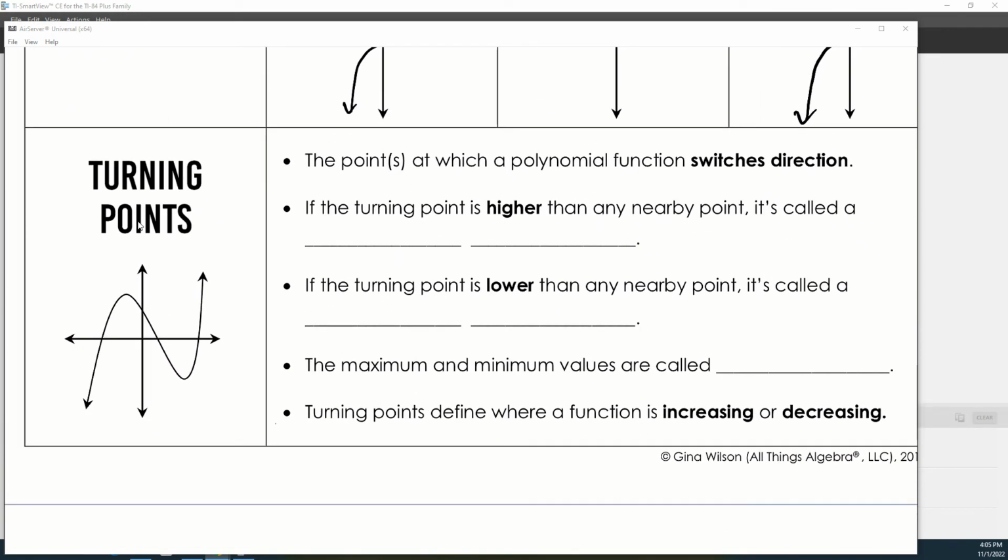All right, so one of the main things we're going to talk about today are turning points. And a turning point is when the polynomial function switches direction. So for example, we're going up and to the right, and all of a sudden we switch directions and start going down and to the right. That is a turning point. And if that turning point is higher than all the nearby points, it's called a relative maximum. So that's what this would be right here. All right, if that turning point is lower than all the nearby points, like this when we turned here, that's going to be a relative minimum.